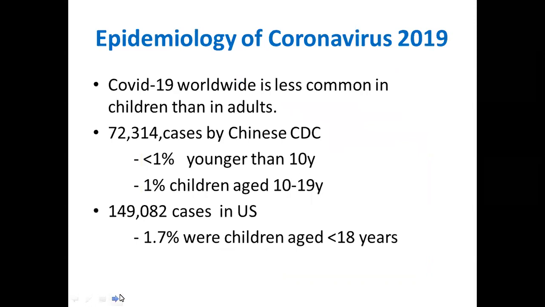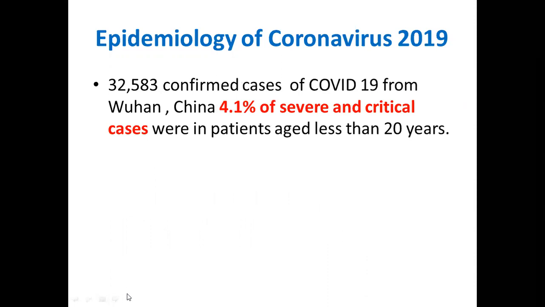For the epidemiology, COVID-19 worldwide is less common in children than in adults. A review of 72,314 cases by the Chinese CDC showed that less than 1% of the cases were in children younger than 10 years, and 1% of cases were in children aged 10 to 19 years. In the US, among the 149,882 reported cases of COVID-19, 1.7% were in children less than 18 years. From the currently available data, it seems that children tend to have asymptomatic or mild disease more commonly than adults. But severe and critical cases, and even deaths, have been reported worldwide in patients younger than 18 years. In a study of 32,583 confirmed cases of COVID-19 from Wuhan, China, 4.1% of severe and critical cases were in patients aged less than 20 years.